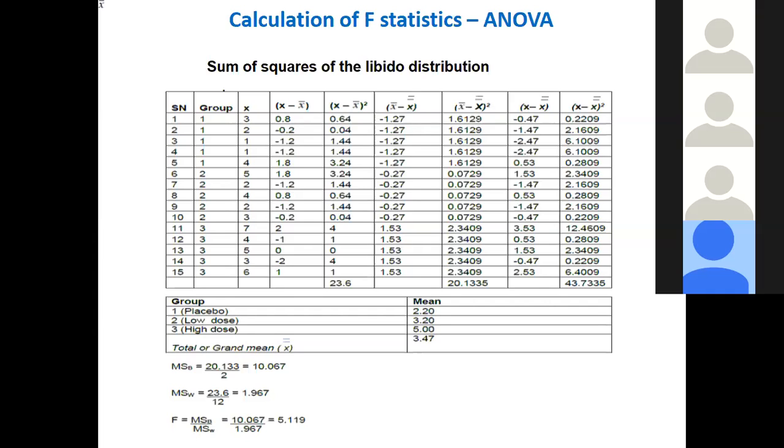The grand mean and the individual value, that will be total variance. But the difference between the grand mean and each of the group means is the variance between. Each of the groups has their mean. The difference between the grand mean and the group mean is the variance between. And the variance within will be the difference between the individual group mean and their group members.